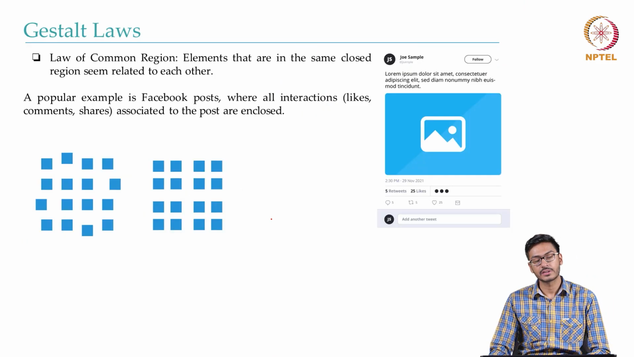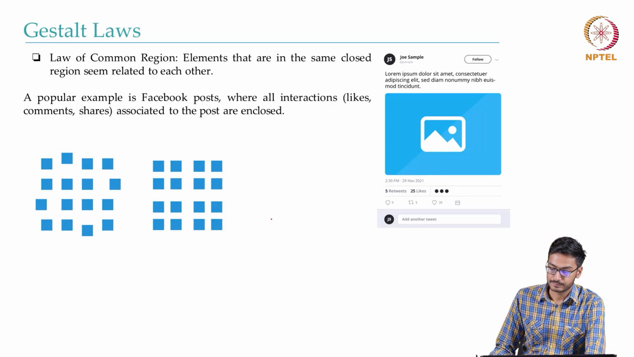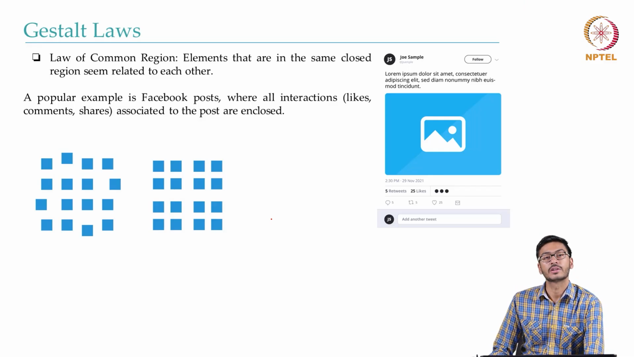Next we have Gestalt's law of common regions. Elements which are in the same closed space seem related to each other. The most common example we could find is Facebook posts or Instagram posts or LinkedIn posts. The posts on social media platforms usually have all of the information in one single closed space.